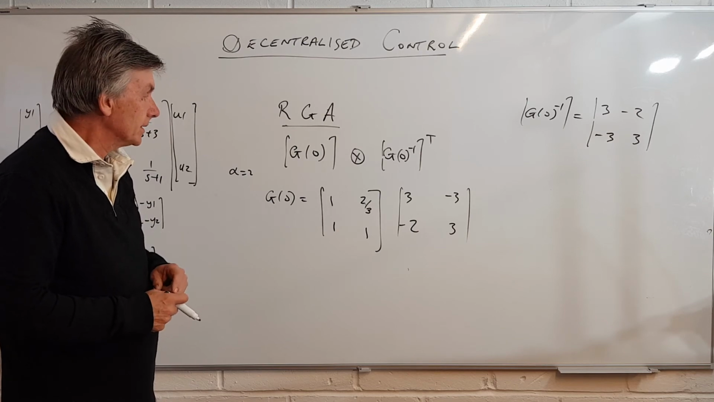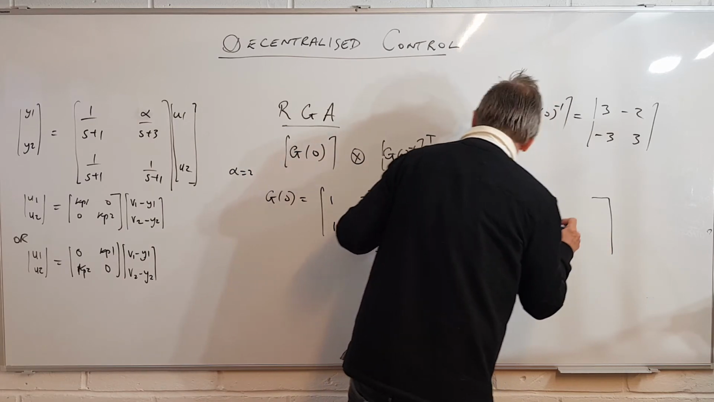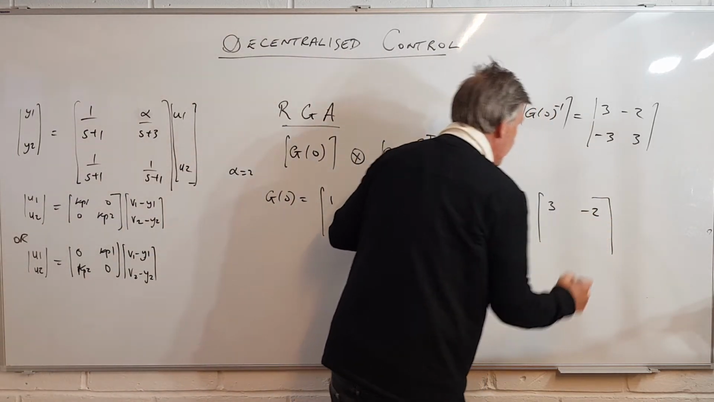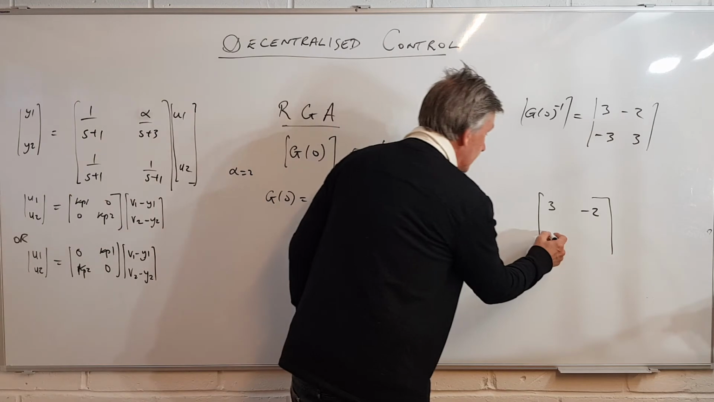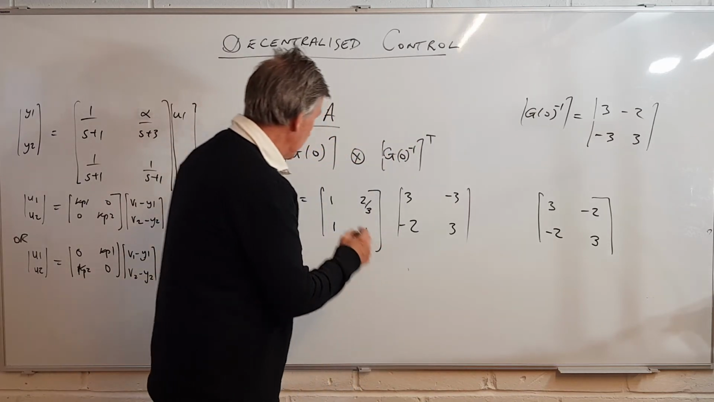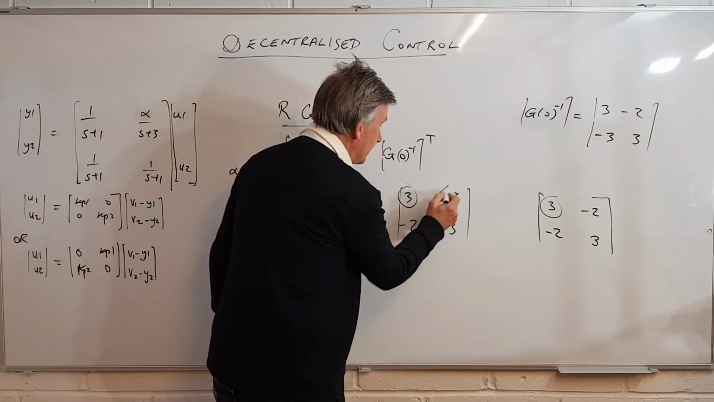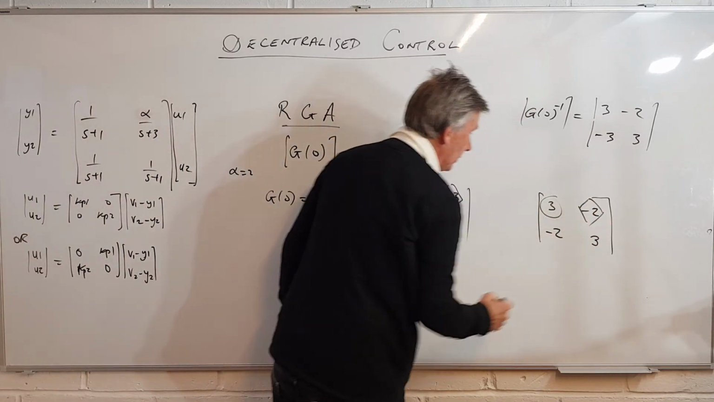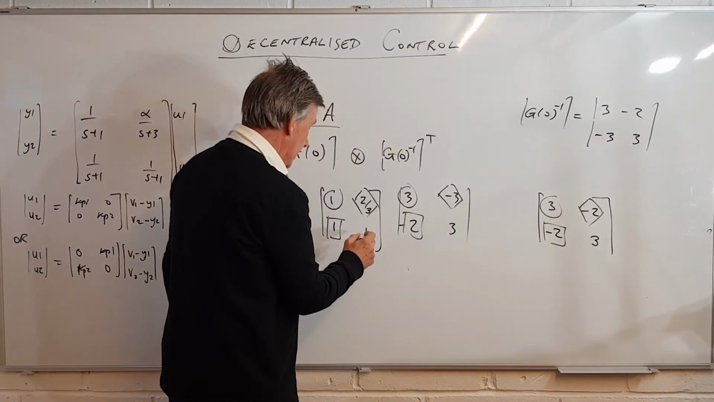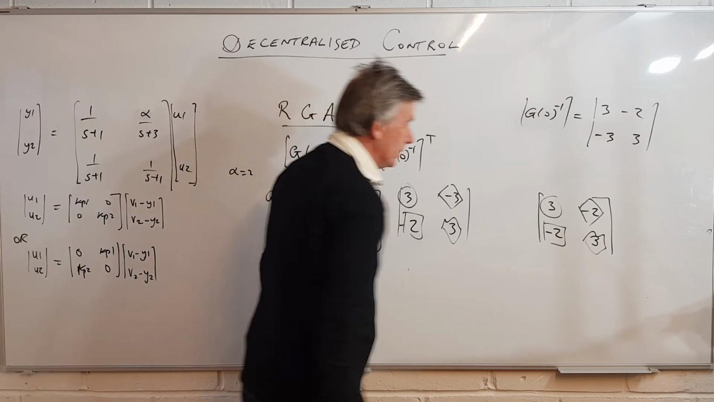We now multiply them an element at a time. So 1 times 3 is 3. 2/3 times minus 3 is minus 2. 1 times minus 2 is minus 2. And 1 times 3 is 3. So I've multiplied each element by its corresponding element to get each result.